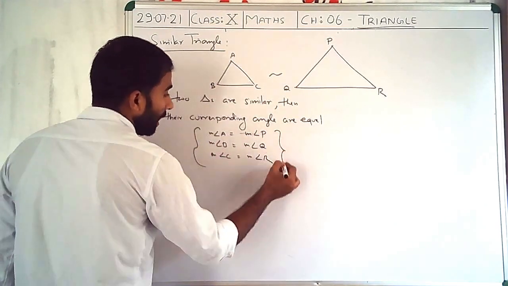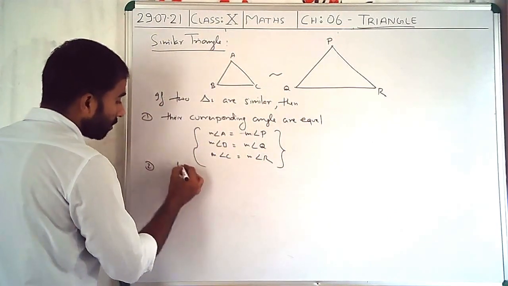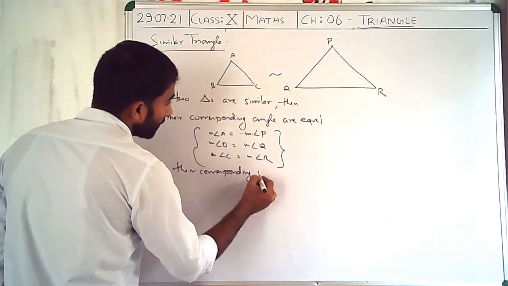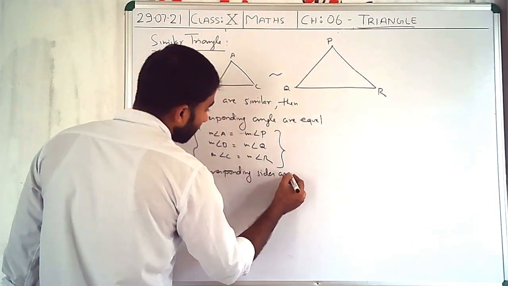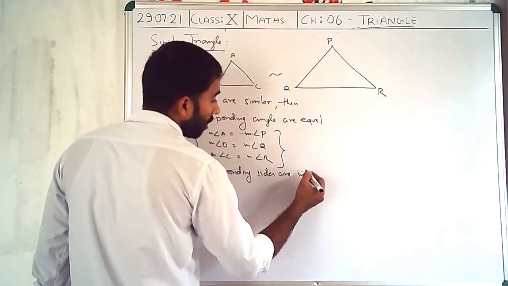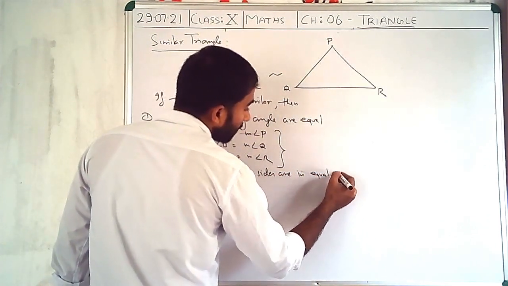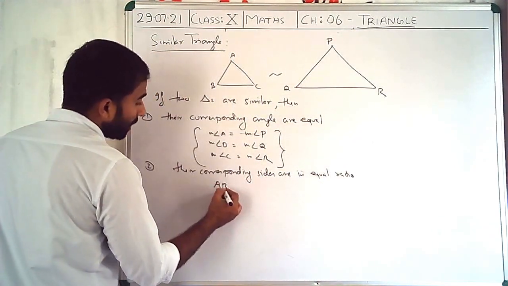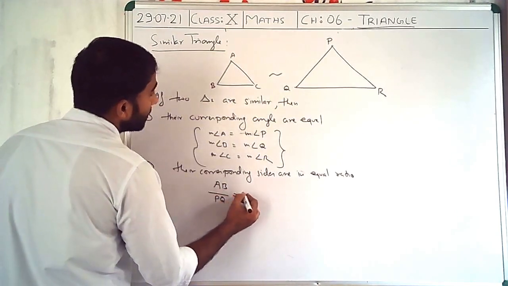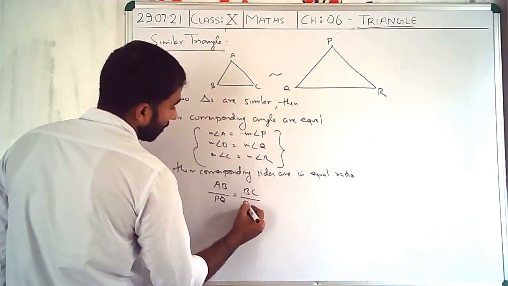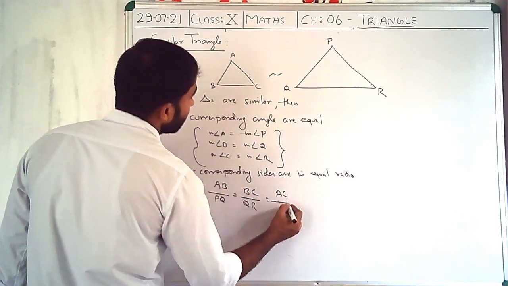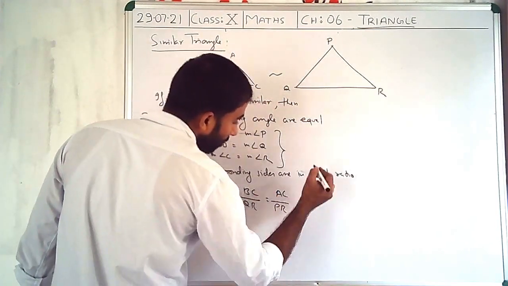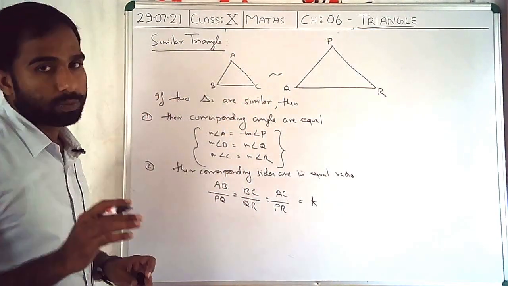Okay, and when we discuss their corresponding sides being in equal proportion or equal ratio, it means AB by PQ is equal to BC by QR is equal to AC by PR, and all these should be equal ratio, like a constant. Okay, I hope all of you understood.